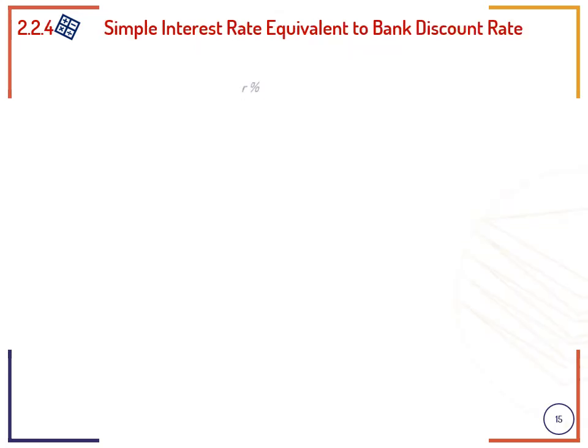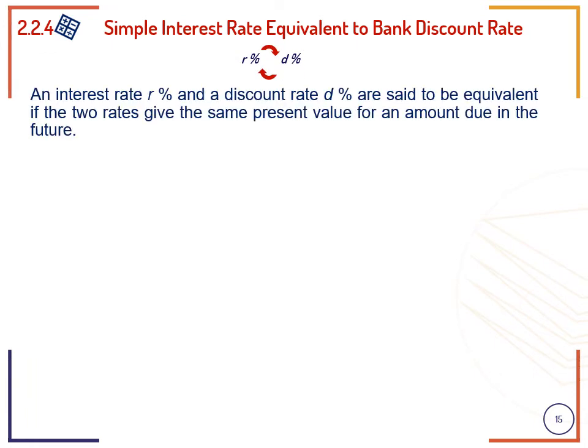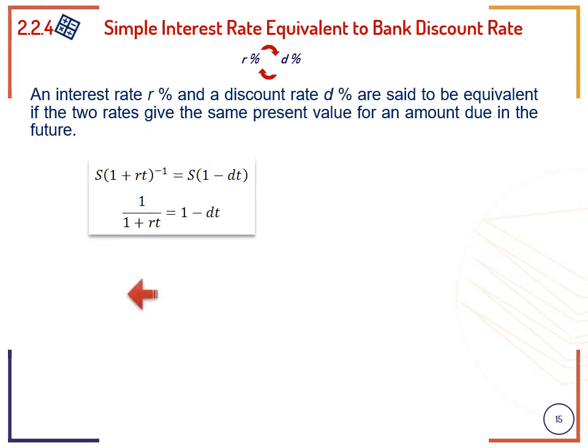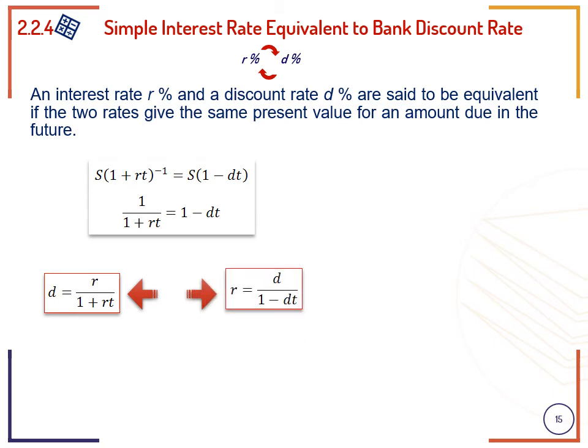Next topic, simple interest rate equivalent to bank discount rate. An interest rate R% and a discount rate D% are said to be equivalent if the two rates give the same present value for an amount due in the future. Two formulas are involved here. First, for a given interest rate, the equivalent discount rate is R over 1 plus RT. Second, for a given discount rate, the equivalent interest rate is D over 1 minus dt.